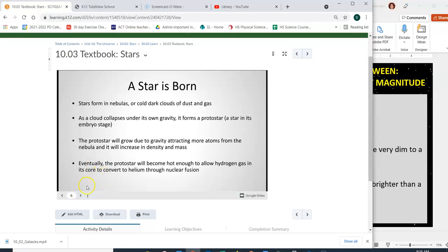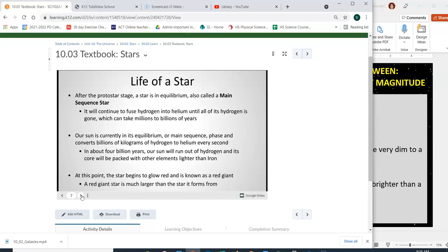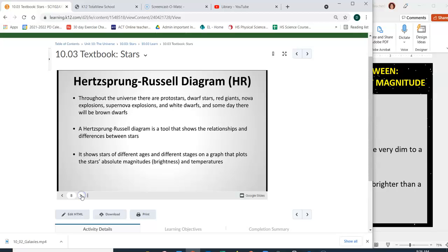This is a little bit about how stars are born. You can read through that. Make sure you read through what main sequence stars are. Let me give you an example. Our sun is a main sequence star.